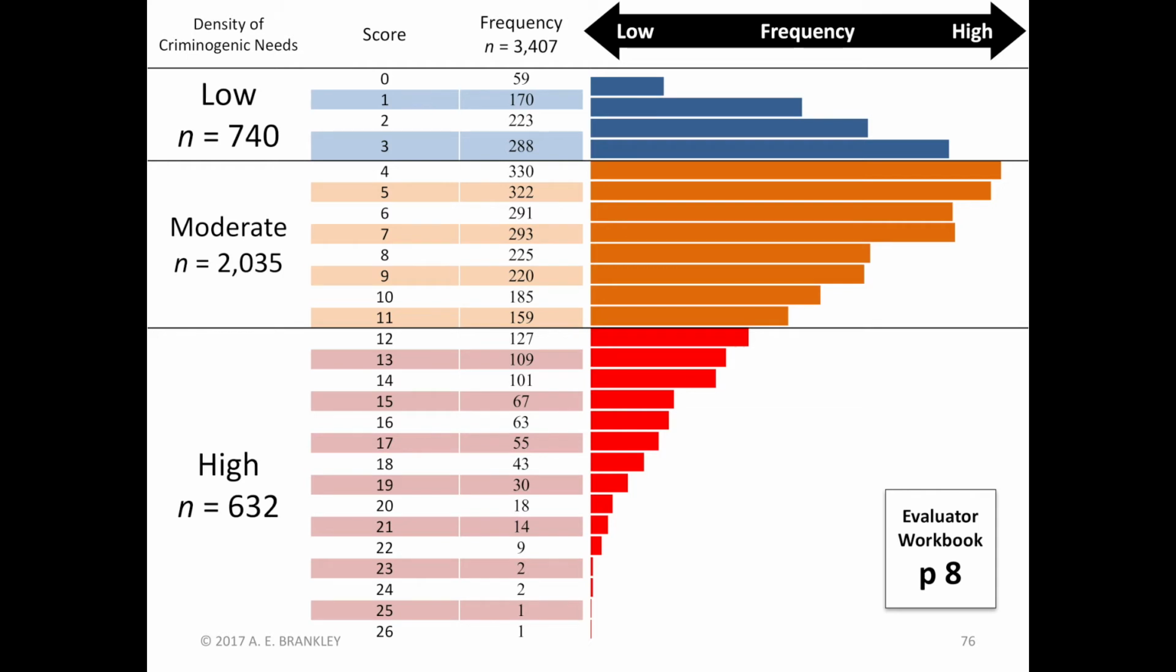This is a bit of an aside, but the development team is emphasizing that these 3 levels represent the density of criminogenic needs rather than risk level. A score of 12 doesn't mean high risk, but a high density of risk-relevant problems.